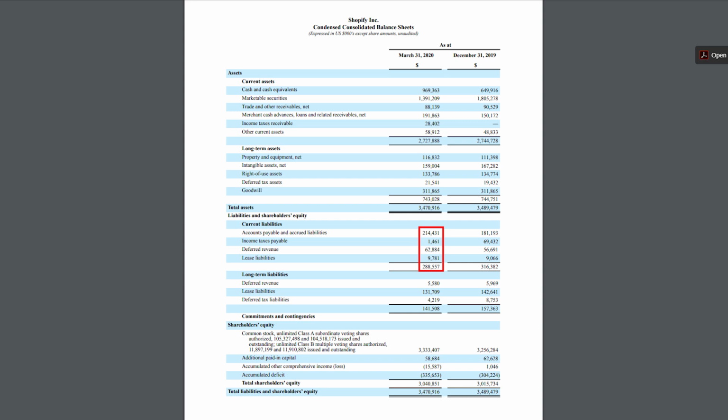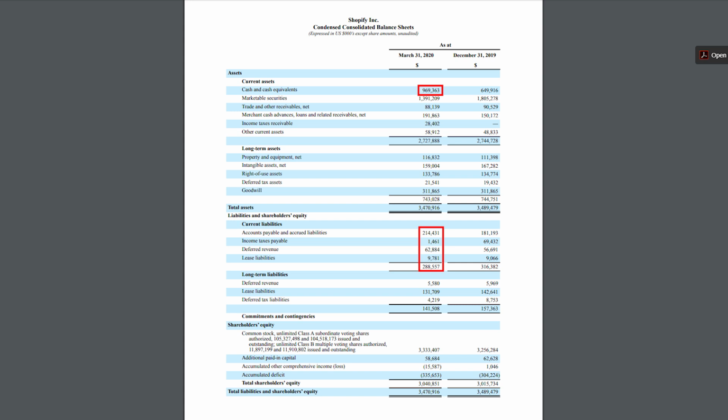enough cash on hand that doesn't even include other assets like their marketable securities, which are extremely liquid. They're essentially stocks, bonds, preferred shares that the company can easily sell and convert into cash. They don't even need these. The company has enough cash on hand to pay its current liabilities 3 times over.